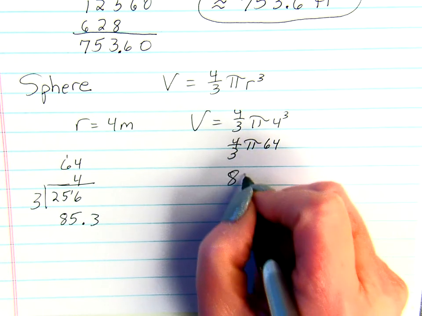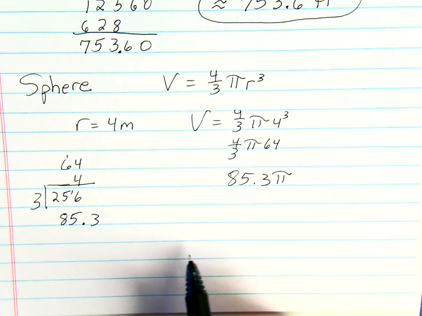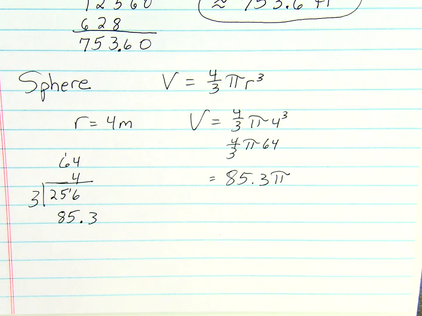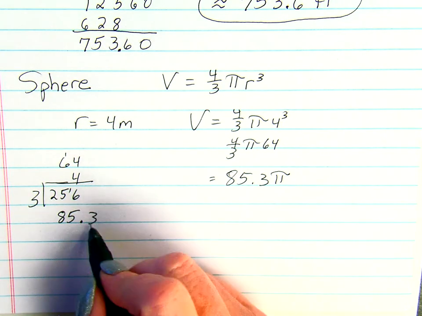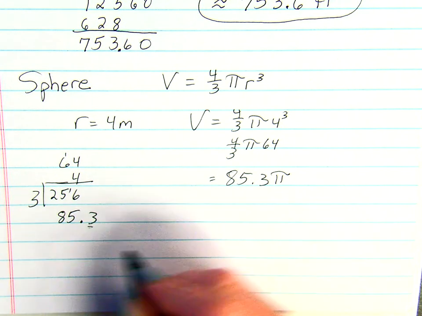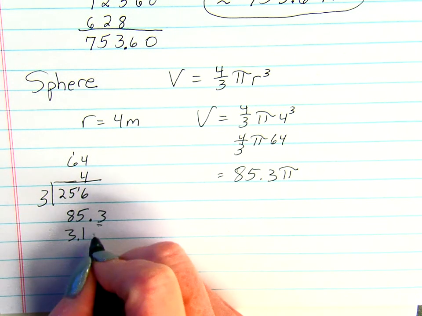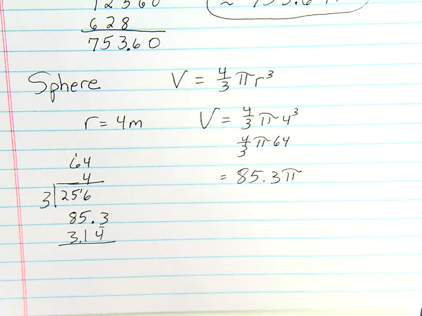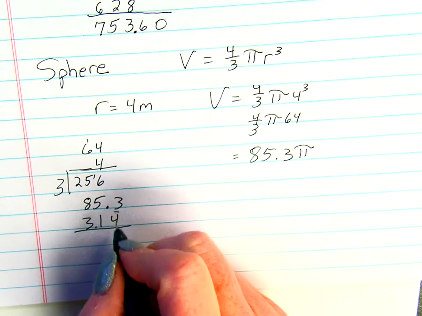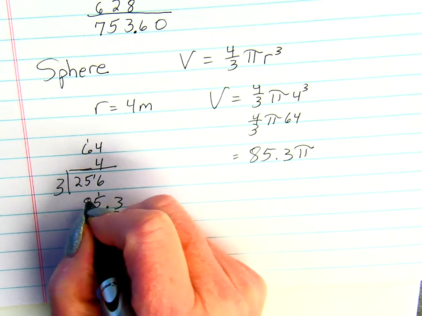So this is 85.3 pi. We're already not really at an exact number because we did round this 3, being that that 3 was repeating. So we're just going to multiply my 85.3 times 3.14. Okay, got a lot of math going on here, and not enough space. Don't ever do this. Always give yourself more space than I am giving myself.